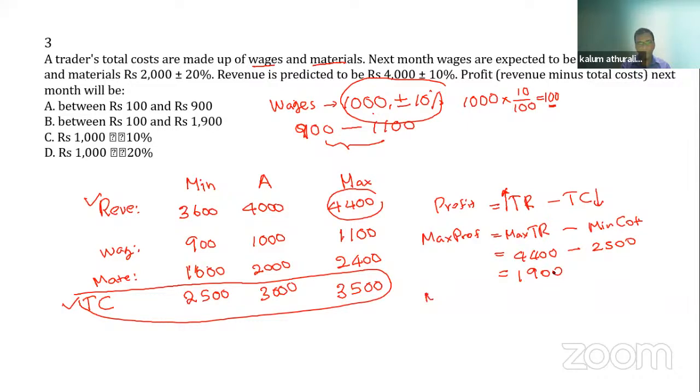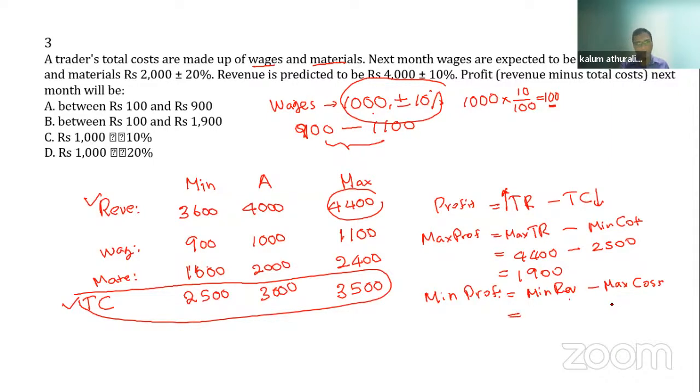Then how do I find the minimum profit? How do I find the minimum? Minimize the revenue, that means TR, and maximize the cost, max cost TC. Minimum revenue minus maximum cost. When revenue is as low as possible and cost is as high as possible, the gap between these two is minimized. That means profit is minimized.